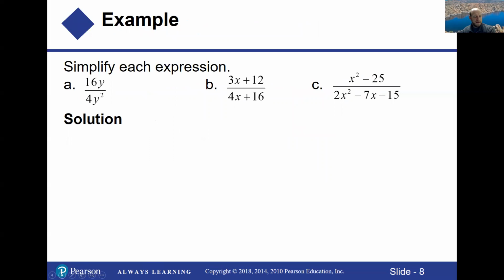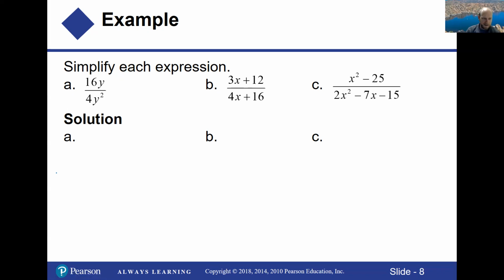So let's simplify some rational expressions now. These are the ones that have variables. Again, we are not solving for y or x or whatever the variable is. We are just simplifying, or crossing out common factors. So I have 16y over 4y squared.